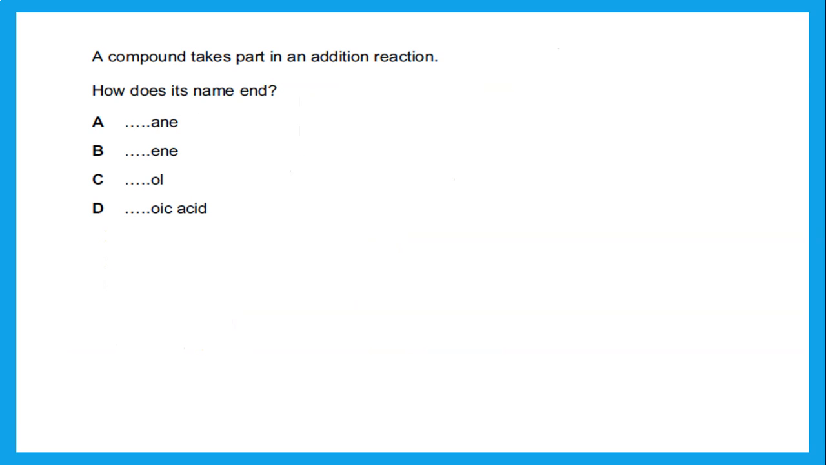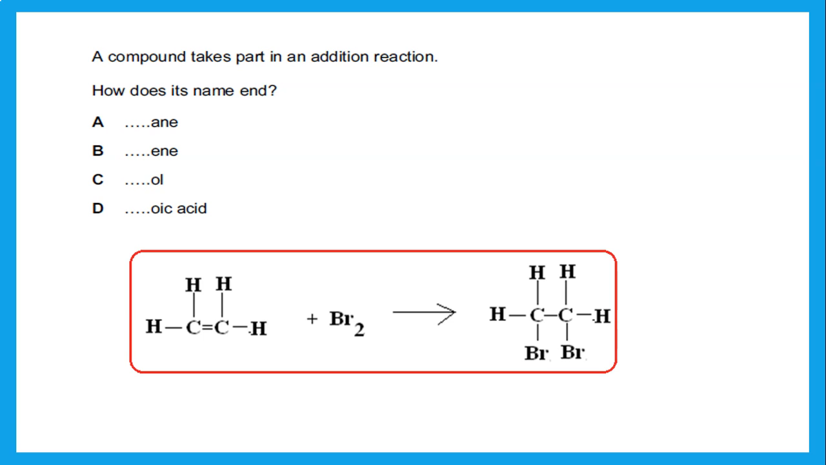A compound takes part in an addition reaction. How does its name end? Remember, what does addition? Any alkene does addition. So if I have ethene and I add bromine water, we said test is bromine water. So if I add bromine, what happens is the double bond opens up and becomes a single bond, and I put bromine on the carbons that had the double bond. This is what we call an addition reaction. The one that does an addition reaction is the alkene, so it is the one in which the name ends in -ene.